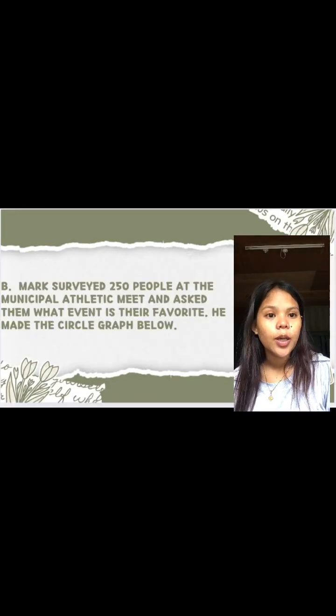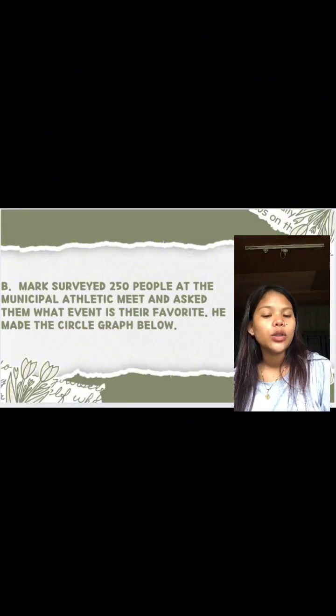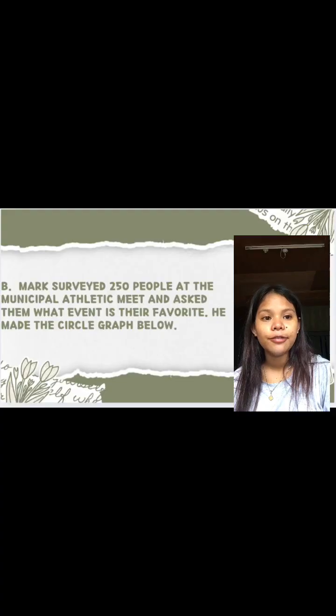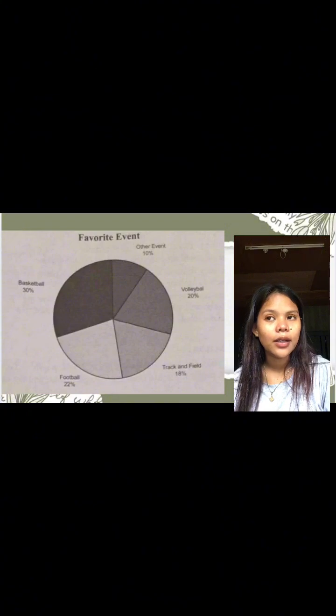Next is letter B. Mark surveyed 250 people at the municipal athletic meet and asked them what event is their favorite. He made a circle graph below. So si Mark nag-surveyed siya sa 250 people sa municipal athletic meet. And then nangutana siya kung unsa ilang favorite event. So naay nagtubag sa basketball, naay nagtubag 30%. Sa football naay 20%, sa volleyball naay 20%, sa track and field naay 18%, and then sa other event naay 10%.